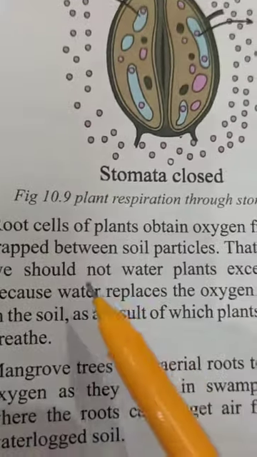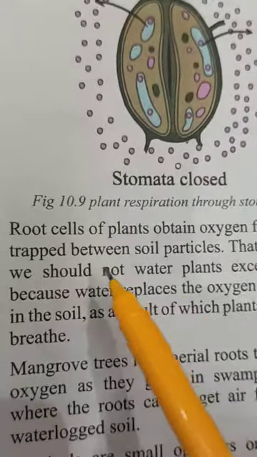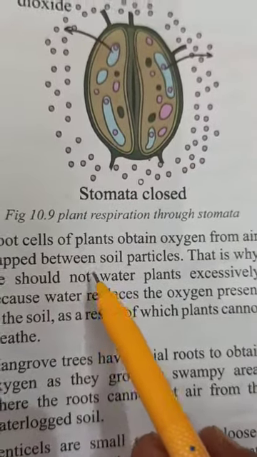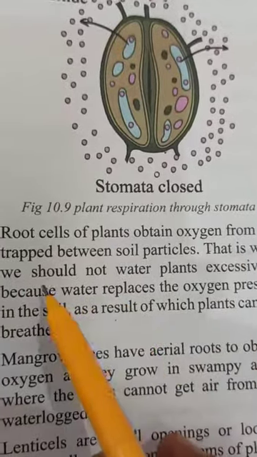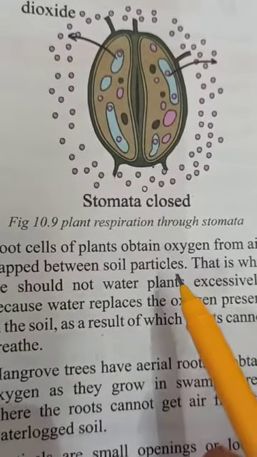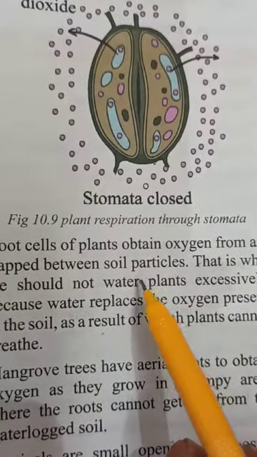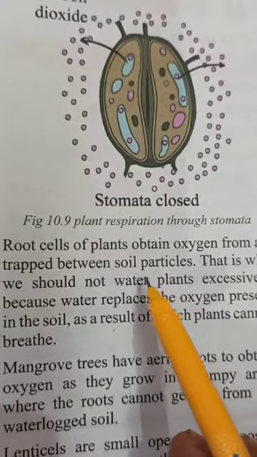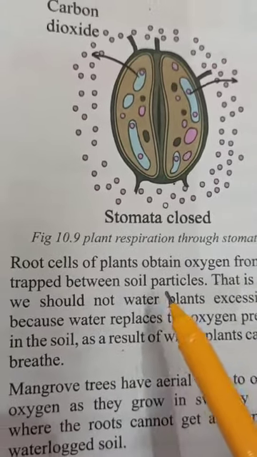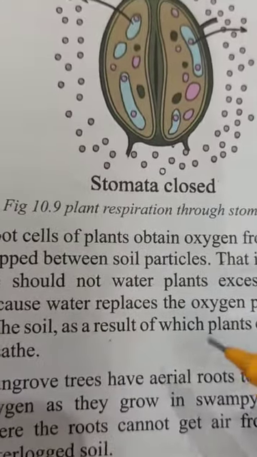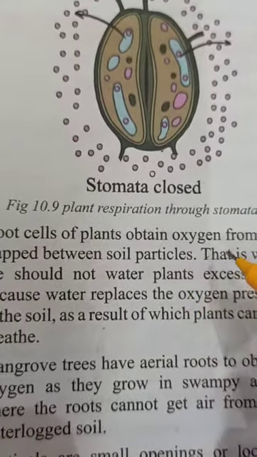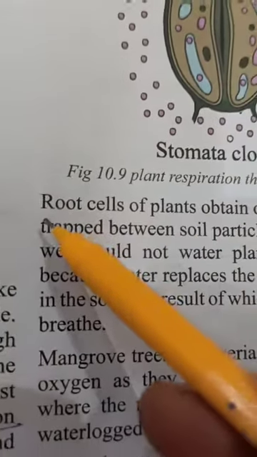So children, here they have given one important piece of information to us: root cells, which means those cells which are present in the roots, also obtain oxygen from the air. Okay, and what kind of oxygen? That oxygen which is present in the soil, inside the soil particles. The soil also has some pores, and through those pores air can easily enter inside, and whatever oxygen is present in the soil particles can be easily obtained through the roots by root cells.